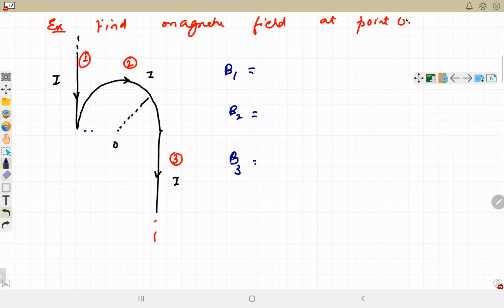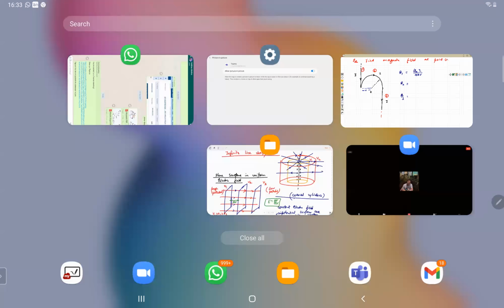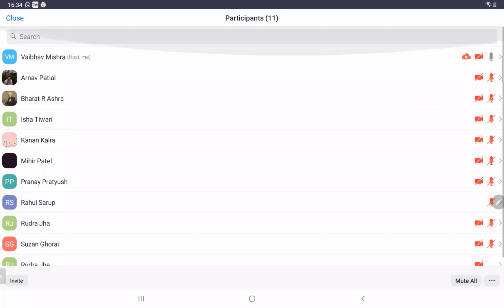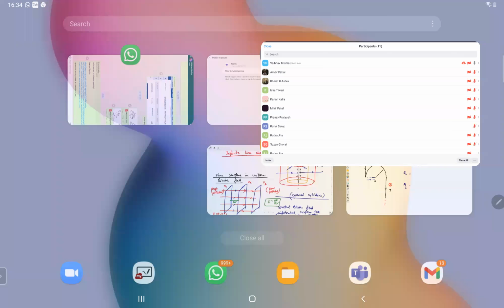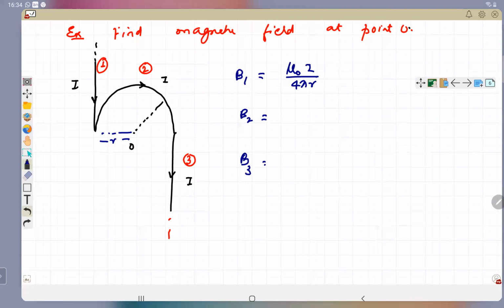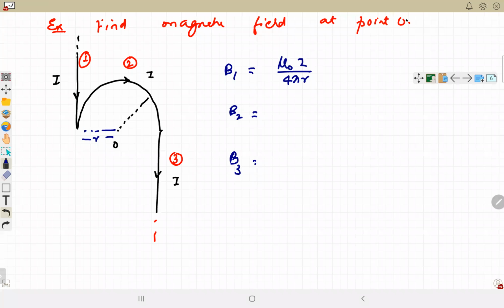पहले वाले वायर के लिए मैग्नेटिक फील्ड का फॉर्मूला तो है mu naught I upon 4 pi r. What is the direction of magnetic field due to wire 1? Rudra? Outwards.